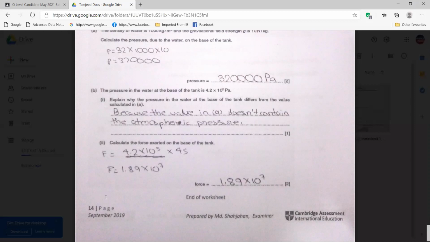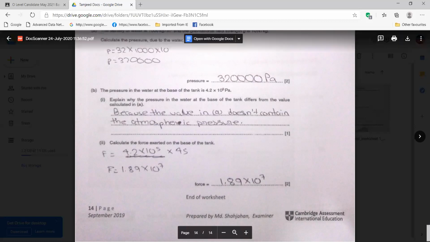Then what you wrote here, can you read B1? Because the value in A doesn't contain the atmospheric pressure. Explain why the pressure in the water at the base of the tank differs from the pressure given, because that one is not taken into consideration, right? The atmospheric pressure. Yeah. Okay. Then B2. Let me check. You did not write the unit here. For this one, you'll lose 1 mark.